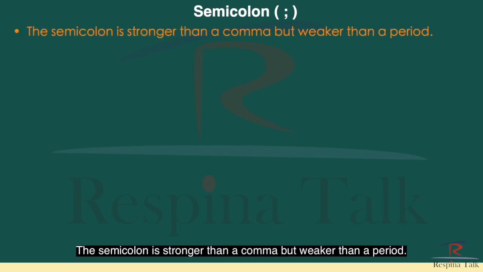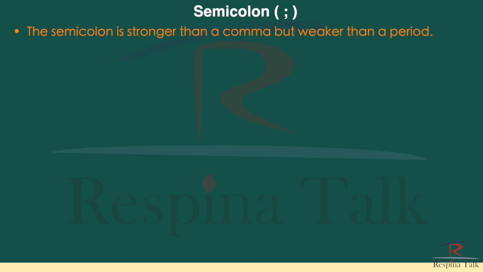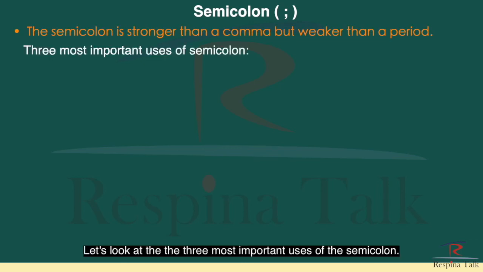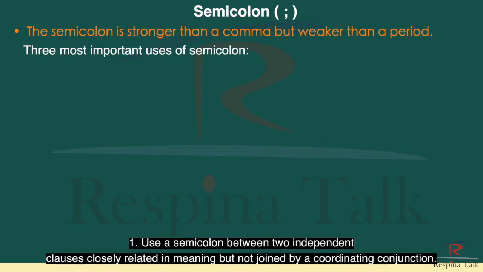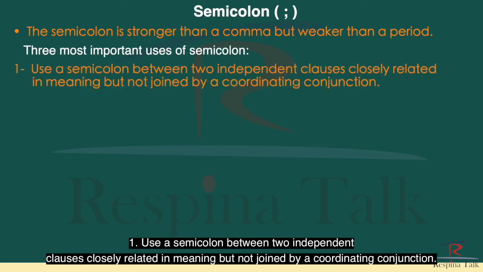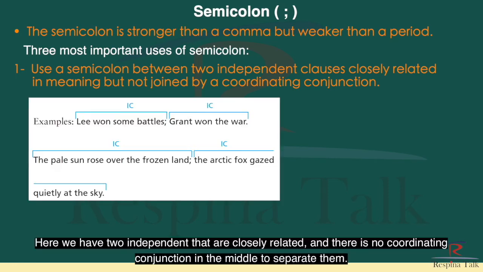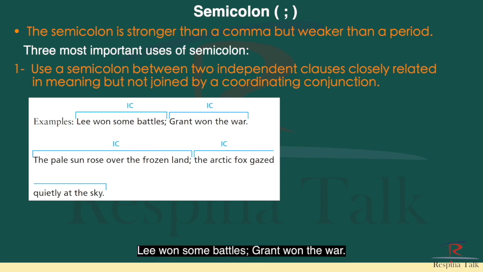Let's look at the semicolon. The semicolon is stronger than a comma, but weaker than a period. Let's look at the three most important uses of the semicolon. One: use a semicolon between two independent clauses closely related in meaning, but not joined by a coordinating conjunction. Here, we have two independent clauses that are closely related and there is no coordinating conjunction in the middle to separate them. "Lee won some battles; Grant won the war."